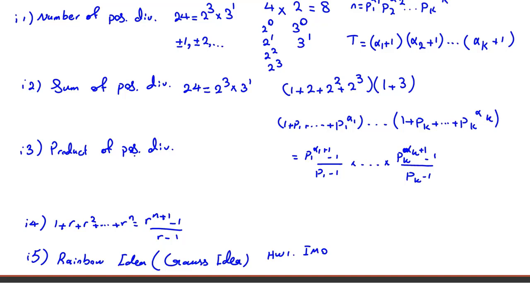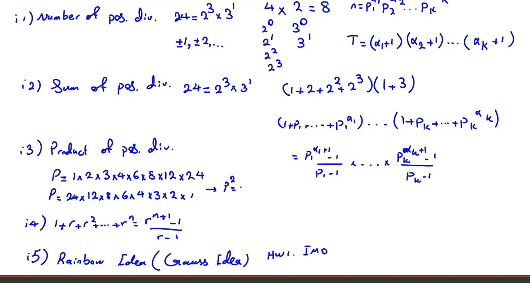Product of positive divisors for 24, for example. Suppose the product is p: 1, 2, 3, 4, 6, 8, 12, 24. If we write it in reverse order, 24, 12, 8, 6, 4, 3, 2, 1, then p squared equals 24 to the 8, since we have 8 divisors, so p is 24 to the 4. We can call it the rainbow idea, or it is Gauss idea. If you write in reverse order, why do we say rainbow idea? Because it is like a rainbow. So in general, it is n to the power of t over 2.